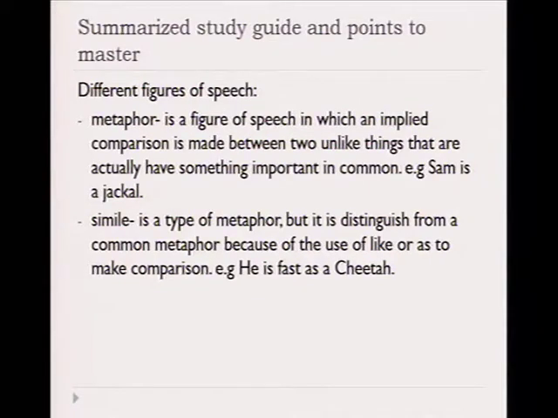Let's look at this example. He is fast as a cheetah. Can you see? That word as makes this sentence a simile, but not a metaphor. But if we say he is a cheetah, then that one is a metaphor. But if we say he is fast as a cheetah or he is fast like a cheetah, those two comparison words make it a simile. Make sure that you know the difference between the metaphor and the simile.